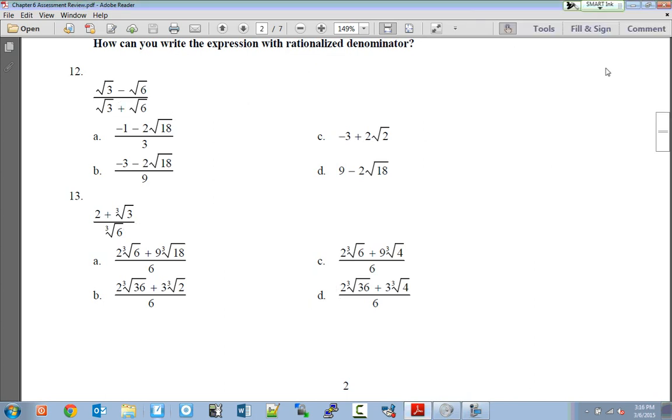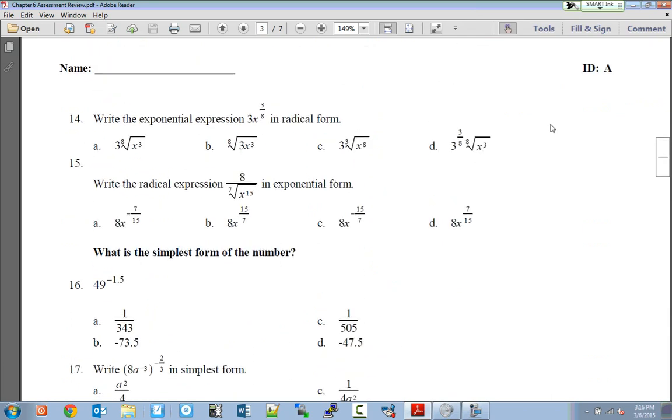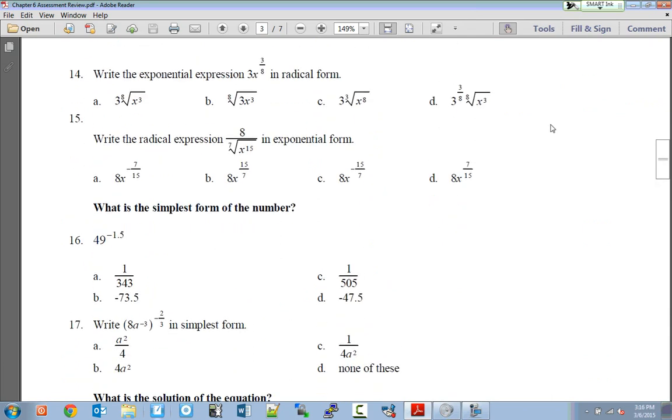Alright, moving right along, let's go to 14. Write the exponential expression in simplest radical form, or just in radical form. Now, this one right here, the 3 is going to be outside of the radical because there's no parentheses here. If there were parentheses here, this 3/8 would also be distributed to this 3. But since there's no parentheses here, this 3/8 only affects x.